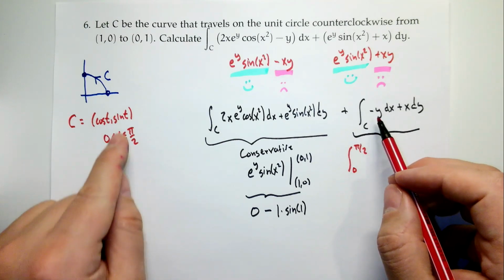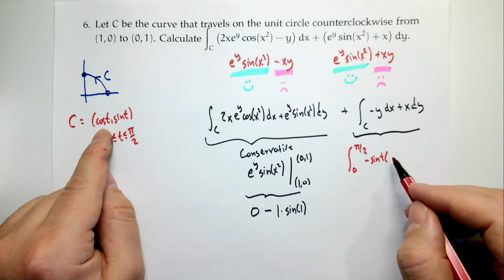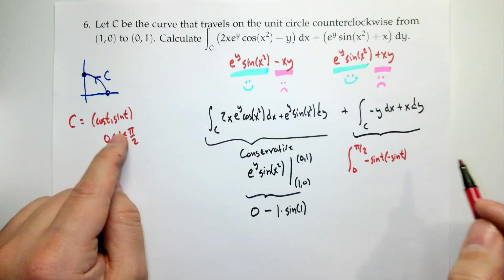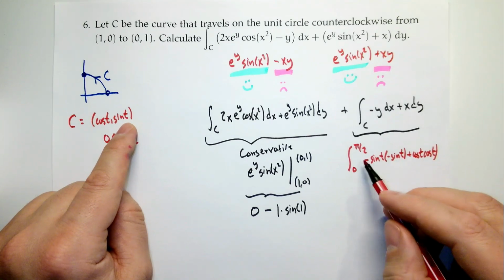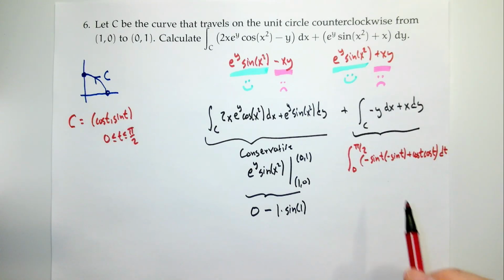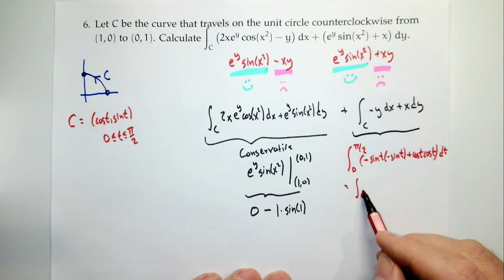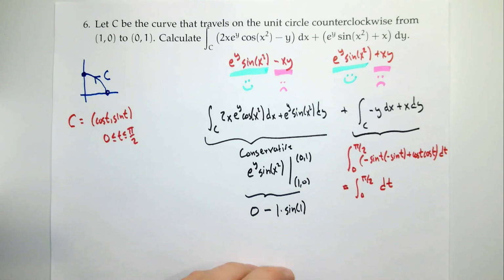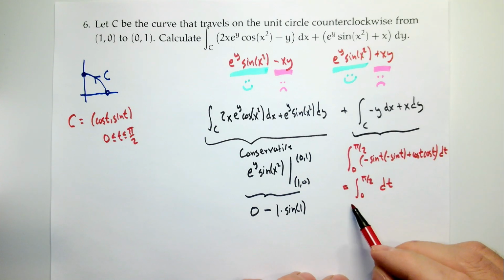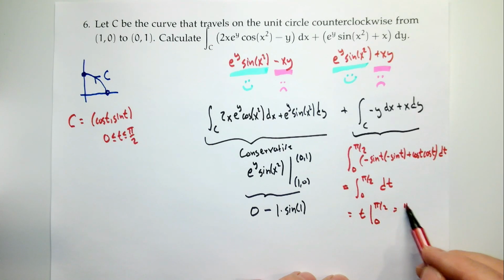So we have minus y, so that's minus sine t, dx, the derivative of cosine is negative sine, plus x, which is cosine t, times dy, which is cosine t, and dt. Well, we really have sine squared plus cosine squared. So that's the integral from 0 to pi over 2 of dt. So the part that wasn't conservative was beautiful, almost as if they wanted it to work out nicely. So this becomes t. Evaluate that from 0 to pi over 2, which is pi over 2.